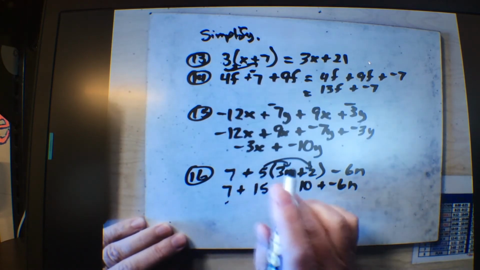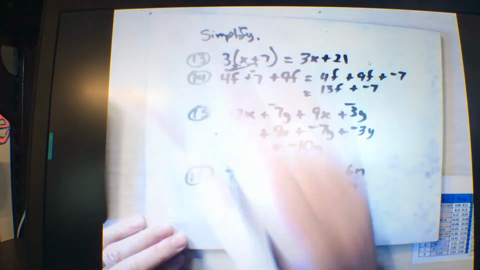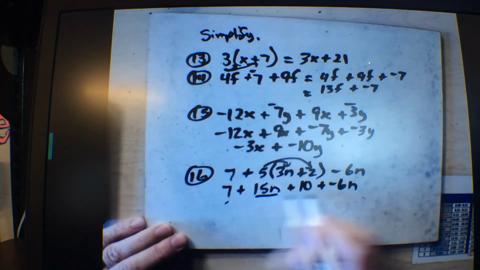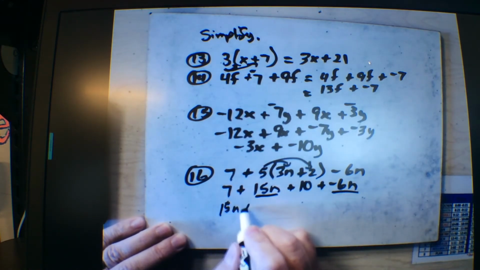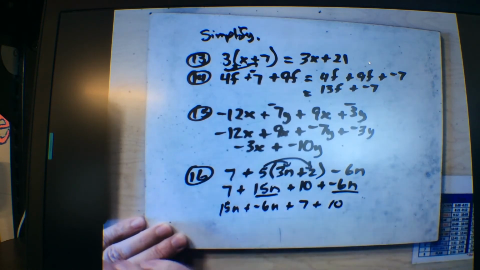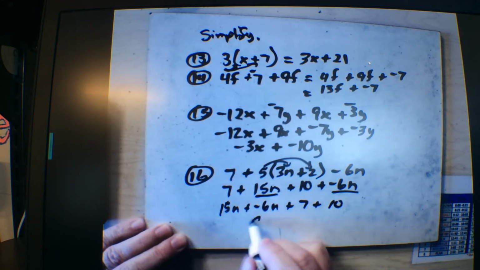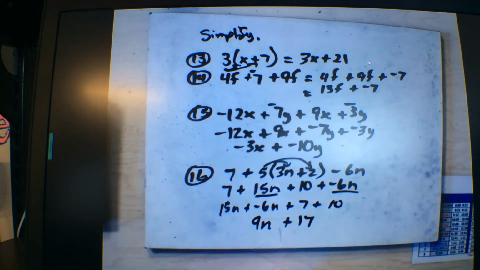Oh, this is 15n, not x, guys. This is 15 what? 10. So yeah, this goes with this, doesn't it? So I'm going to put 15n plus a negative 6n plus 7 plus 10. And what is 15n plus a negative 6n? 9n. It's positive, isn't it? And 7 plus 10? 17. And I leave it like that. Do not put those together.